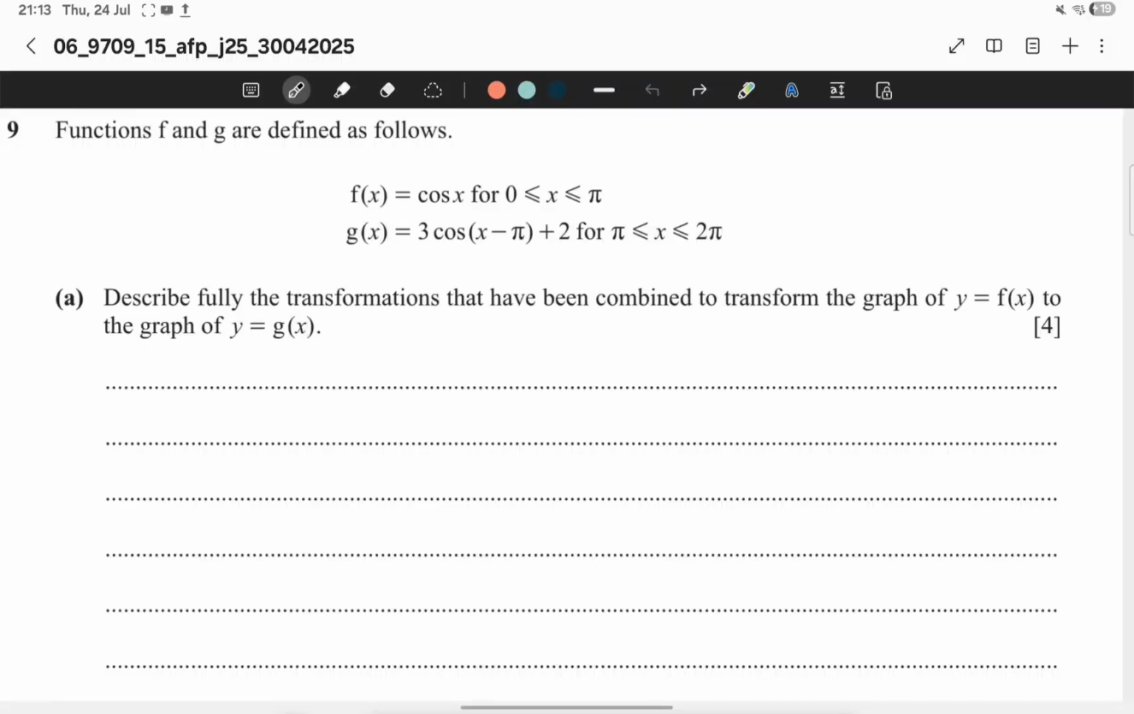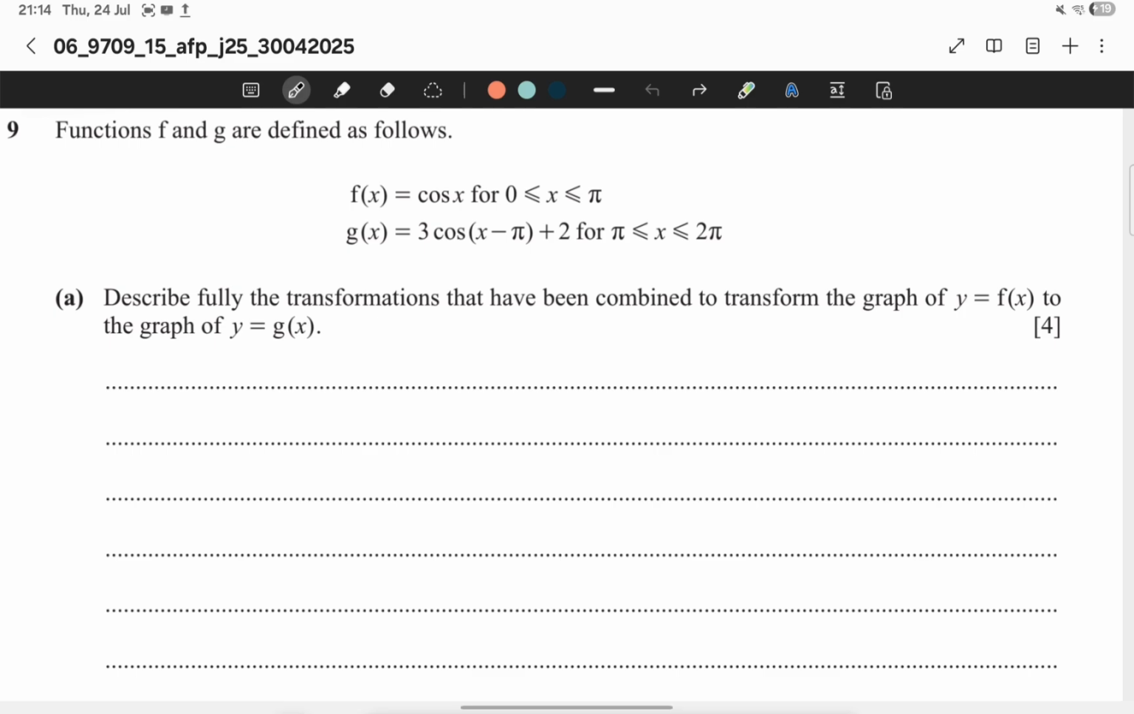Now number 9 says functions f and g are defined as follows. f of x equals cos x for x greater than or equal to 0 and less than or equal to pi, and g of x equals 3 cos(x minus pi) plus 2 for x greater than or equal to pi and less than or equal to 2 pi. Right? So from pi to 2 pi, then f of x from 0 to pi.